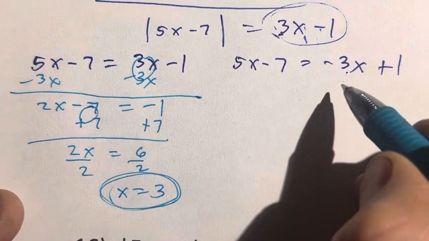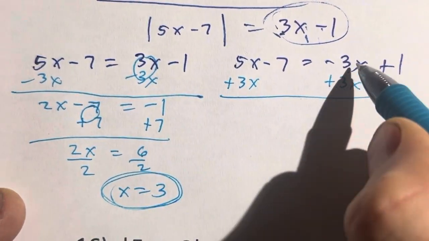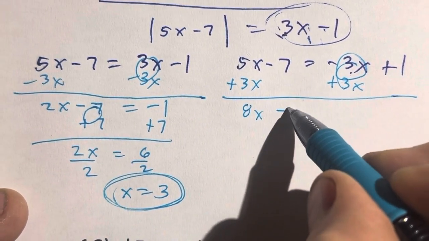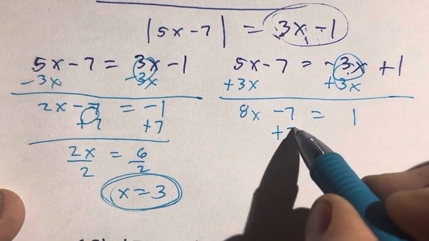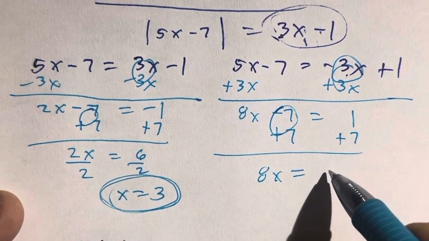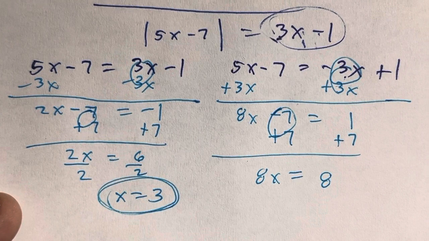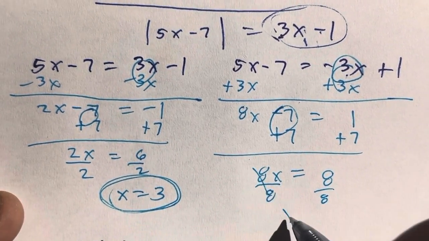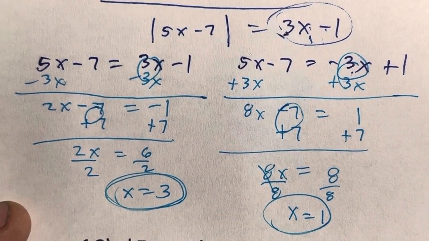Okay, on this one, same thing. I'm going to have to get rid of my variable from this side, so I'm going to have to add 3x to make them go away. That's going to give me 8x minus 7 equals a positive 1. Now I need to add 7 to both sides to make this go away. And that's going to give me 8x equals 8. And now I divide both sides by 8. It looks like x equals 1. So 3 and 1 are my two solutions.